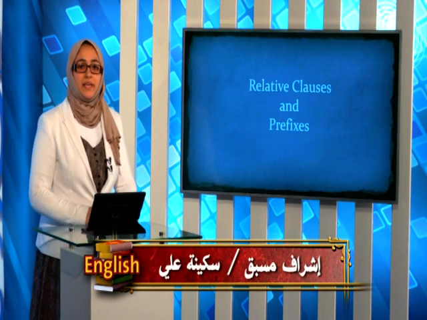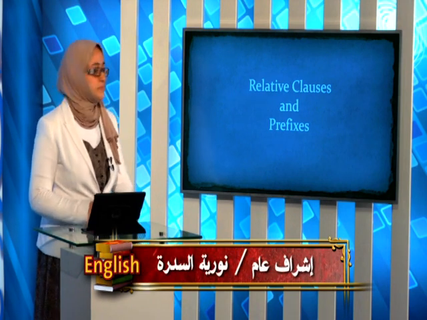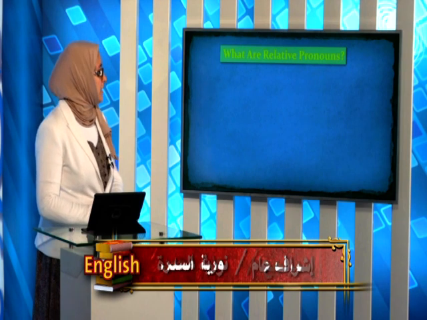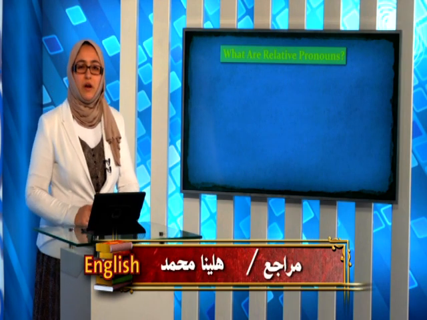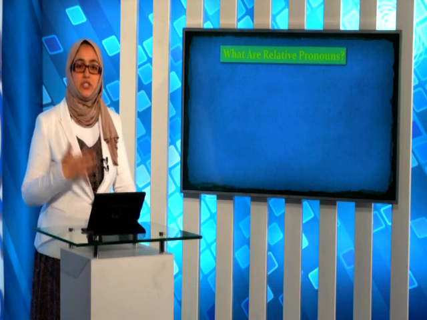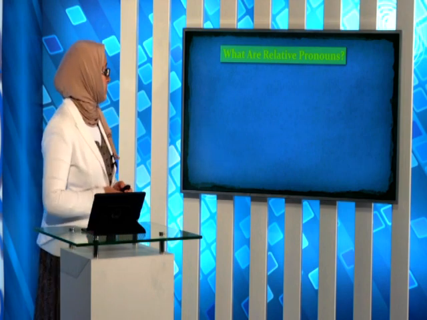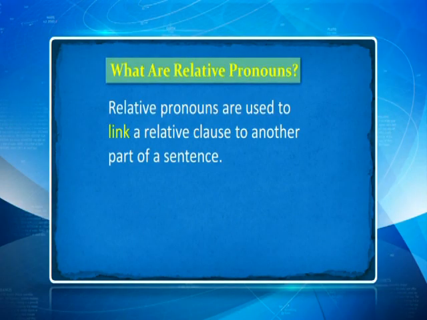First of all, we will begin with the concept of relative clauses and prefixes. Now, we should ask ourselves the question, what are relative pronouns? We need to ask ourselves these initial questions to then understand the concepts later on. So relative pronouns are used to link a relative clause to another part of a sentence. They serve as a link between one part of the sentence and the other part. So they have a very crucial task in a sentence.